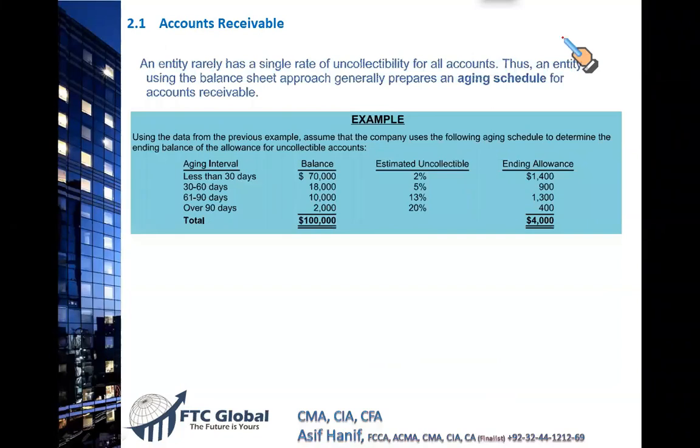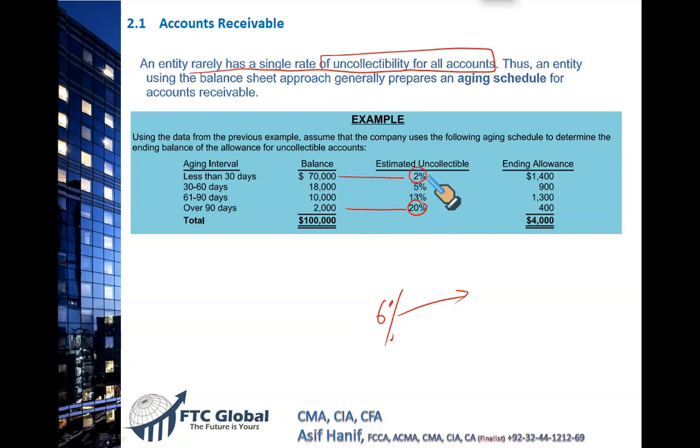Now, what we have done in the previous question, ladies and gentlemen, we just charge a single percentage, 6% of your account receivable. That is pretty unusual. Why? This is not what we do. Rarely we use just a single rate for uncollectibility of all accounts. Why? Because some customers are old and it is probable that most of this amount might be uncollectible. And to the customers who have just sold goods recently or services, so you apply less percentage to such customers. So let us just see what it's all about.